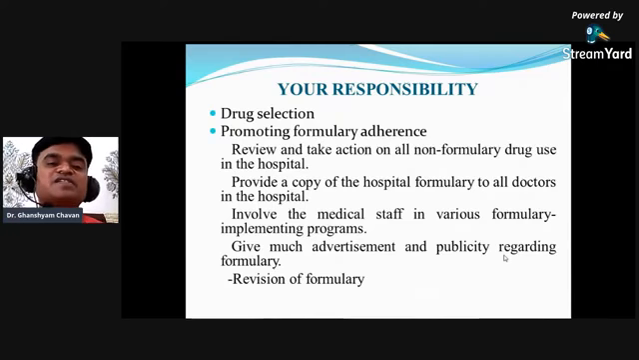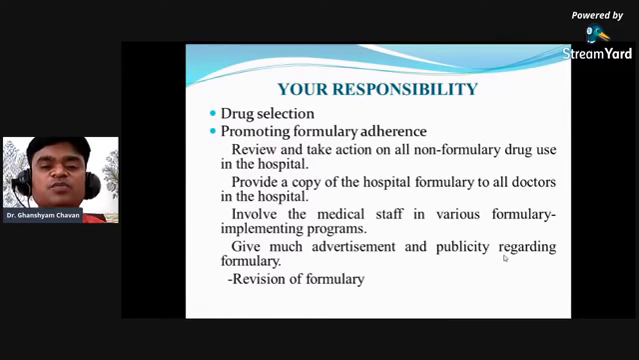And promoting formulary adherence, you should prepare the formulary in such a way that formulary adherence develops, and we should maintain the adherence among physicians, pharmacists and nursing staff also. Review and take action on all non-formulary drugs used in the hospitals. Try to avoid non-formulary drugs in the hospitals. And if it is there, if it is life-saving, in that case only you should use it. But you should take that drug in very small quantity, or try to control its use. Try to ban those drugs.